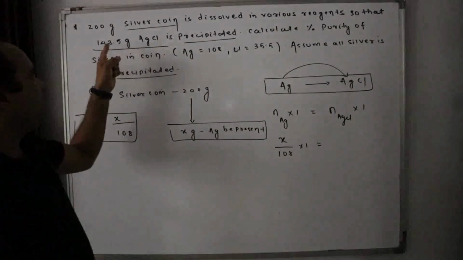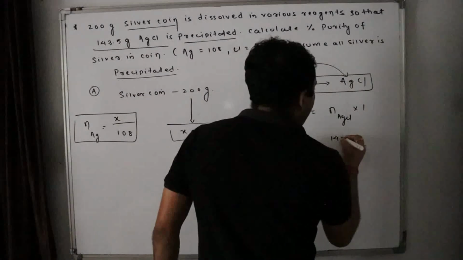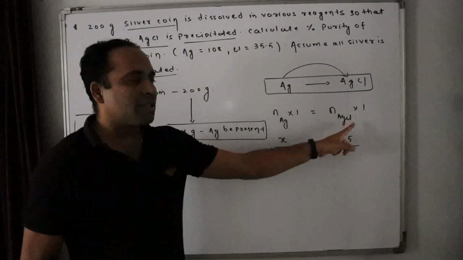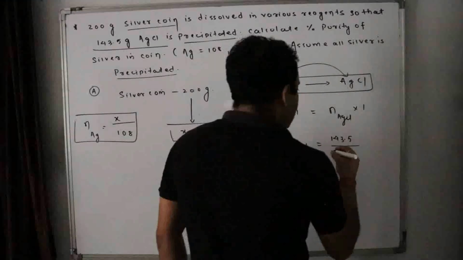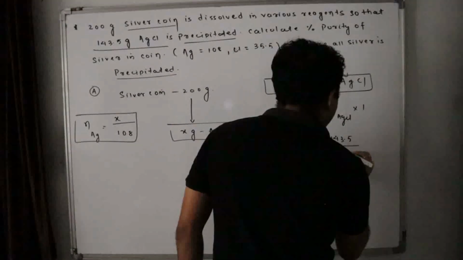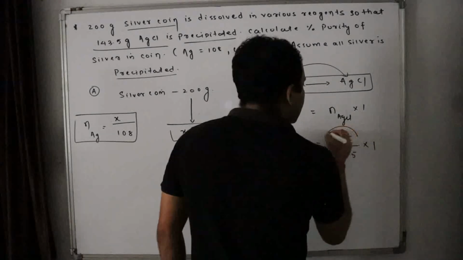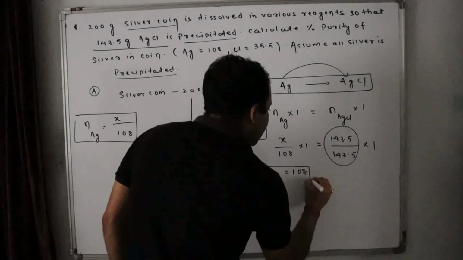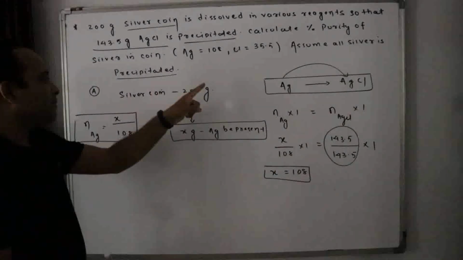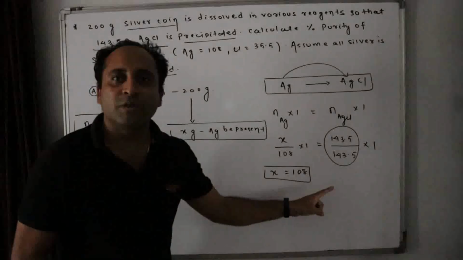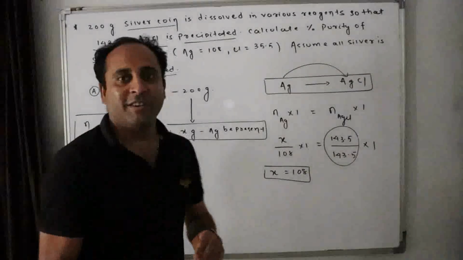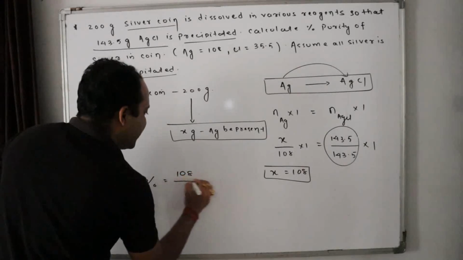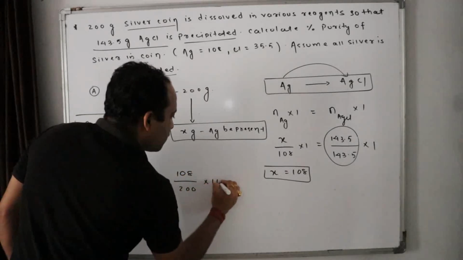How much silver chloride is being formed? 143.5. What is the molar mass of silver chloride? 108 plus 35.5, which again comes to 143.5, into 1. That means the number of moles is 1. So here x is equal to 108. It means in 200 gram silver coin, I have 108 grams of pure silver. That means the percentage purity is 108 by 200 into 100.